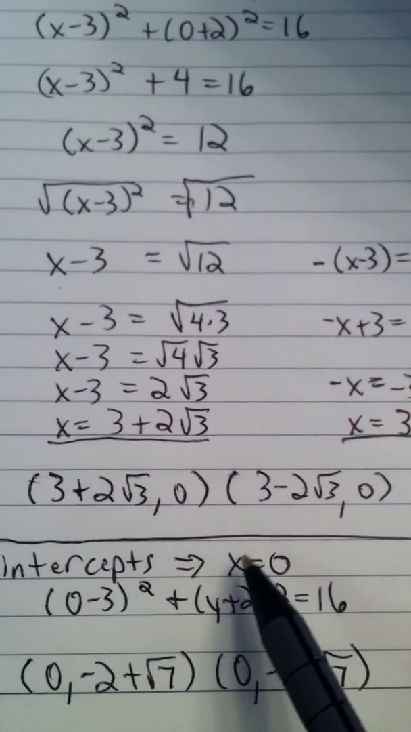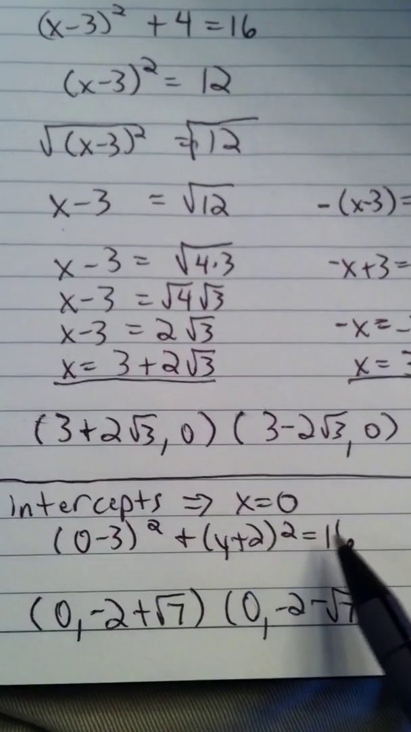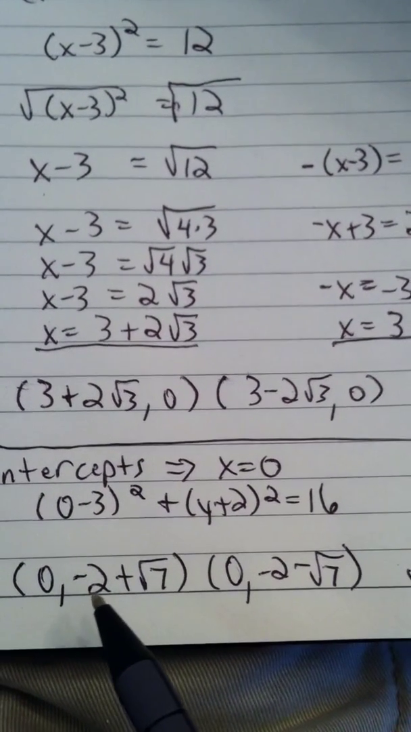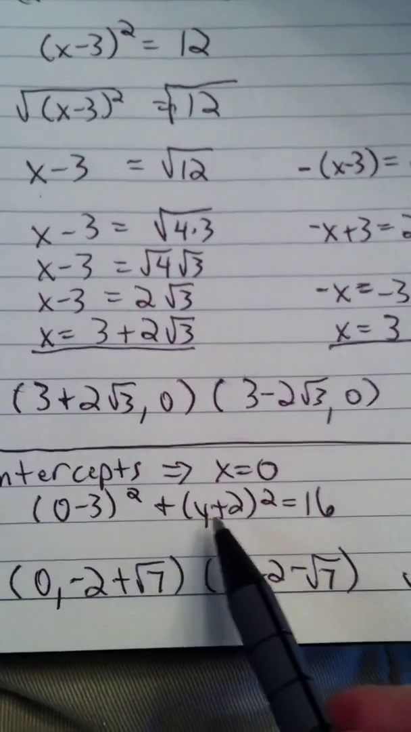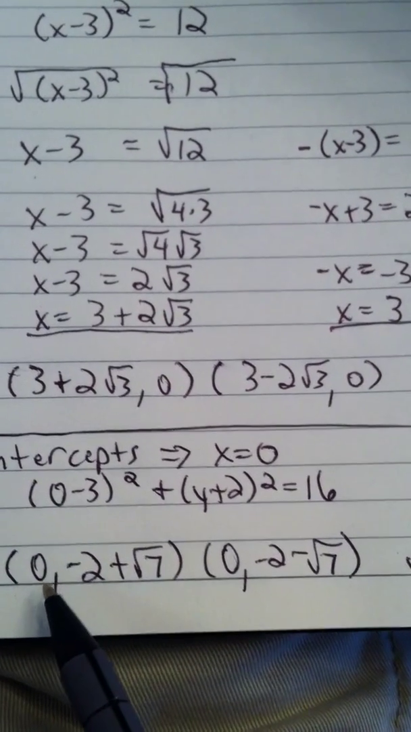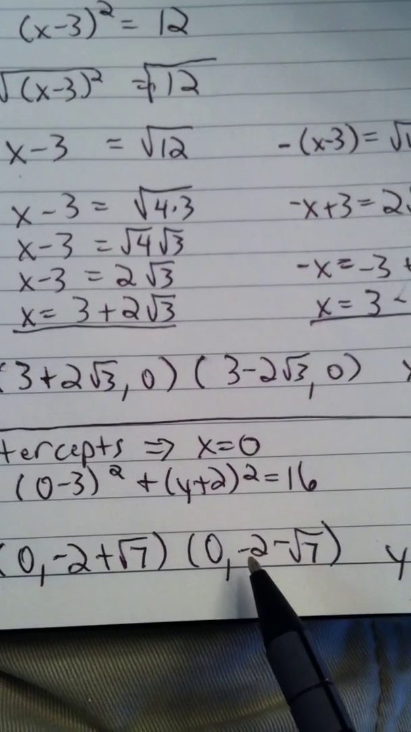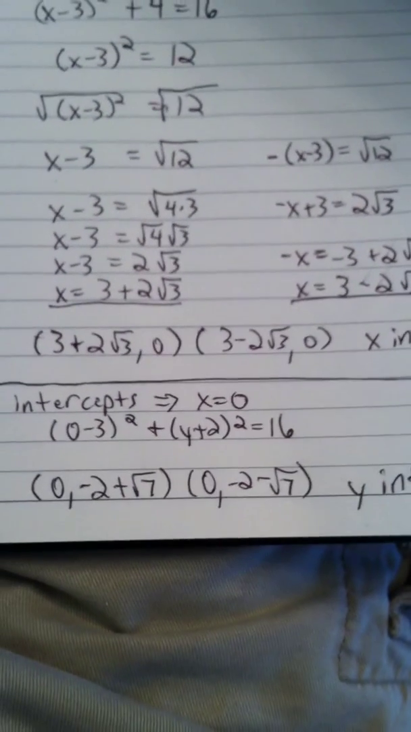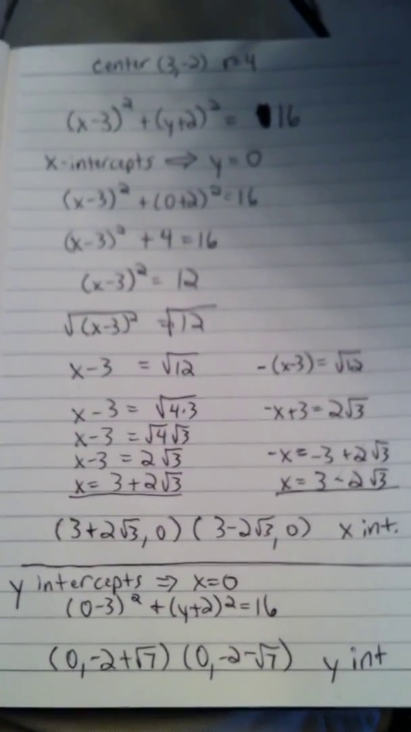To find the y-intercepts, I let x equal 0, plug it into that equation, and solve for y. I'm not going to go through all that here for time's sake because the video is already 3 minutes long. But what you're going to wind up with when you solve for y is (0, -2 + √7) and (0, -2 - √7). Those are your y-intercepts. Now, hopefully this video makes sense. Remember, this is a bonus question, so it is especially hard.